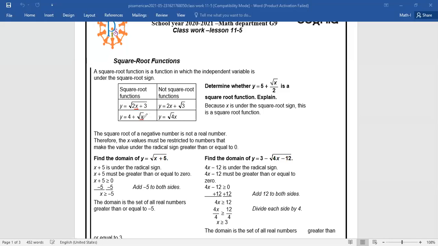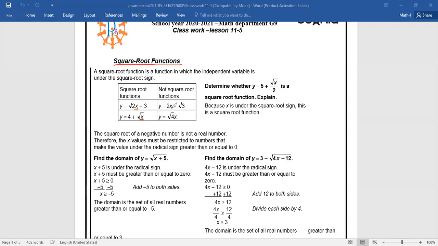So where can you find x? Under the square root, right? So once you find the x under the square root, this is called what? Square root functions. Okay? But look at the other side.